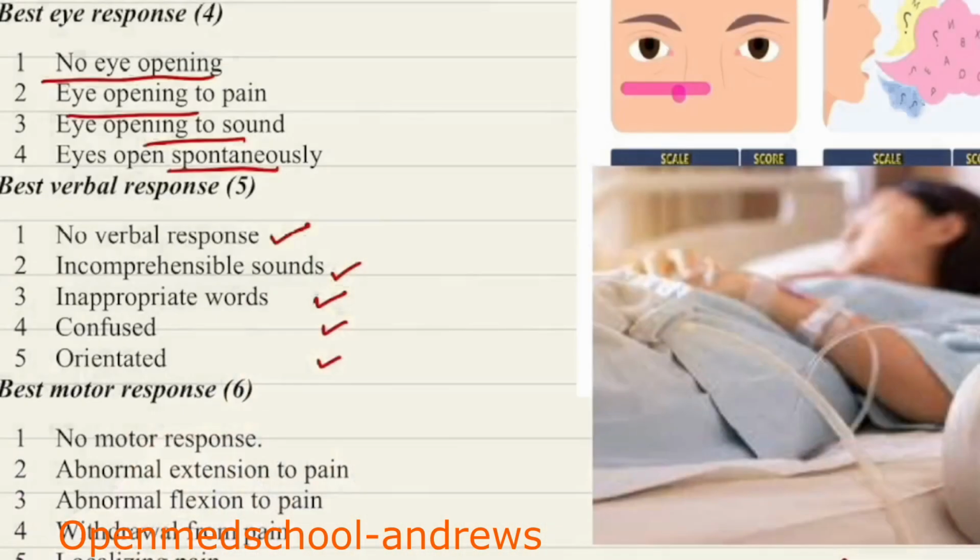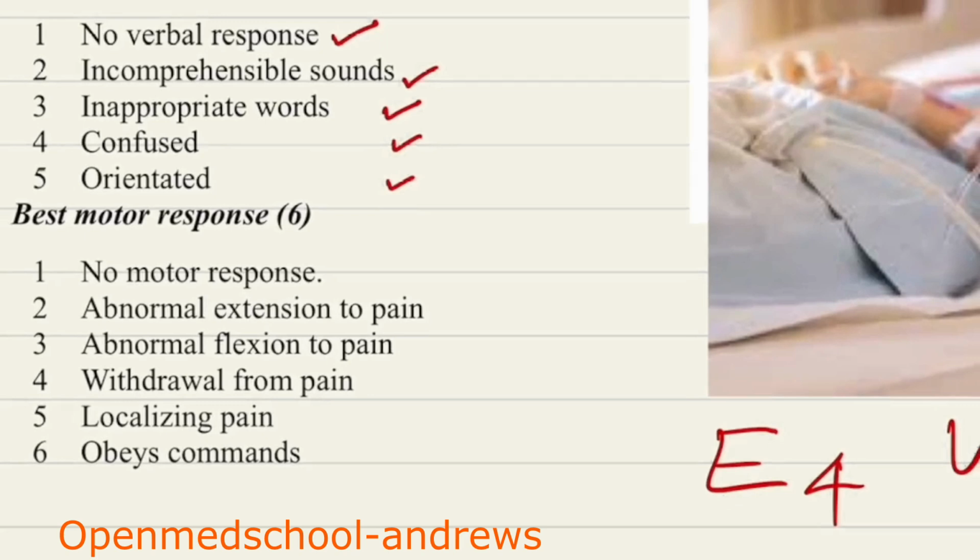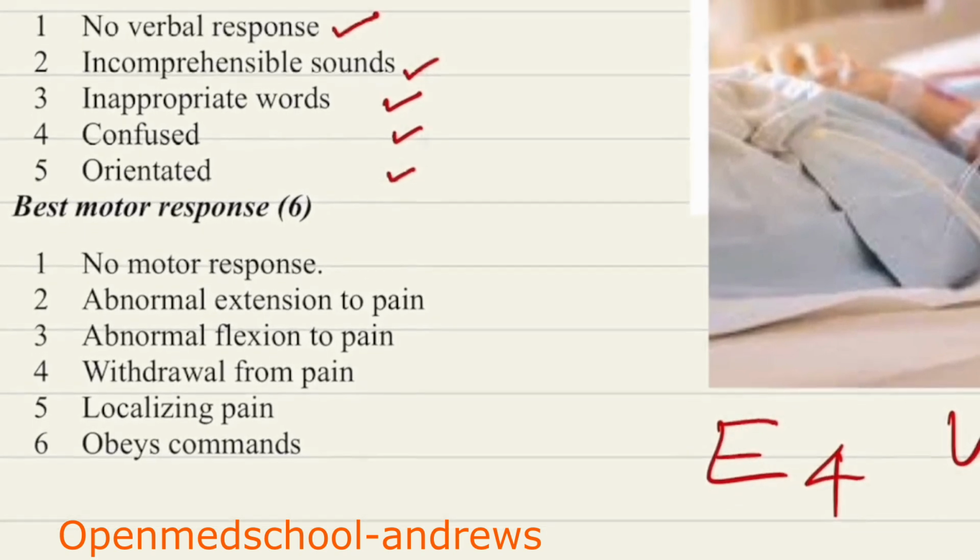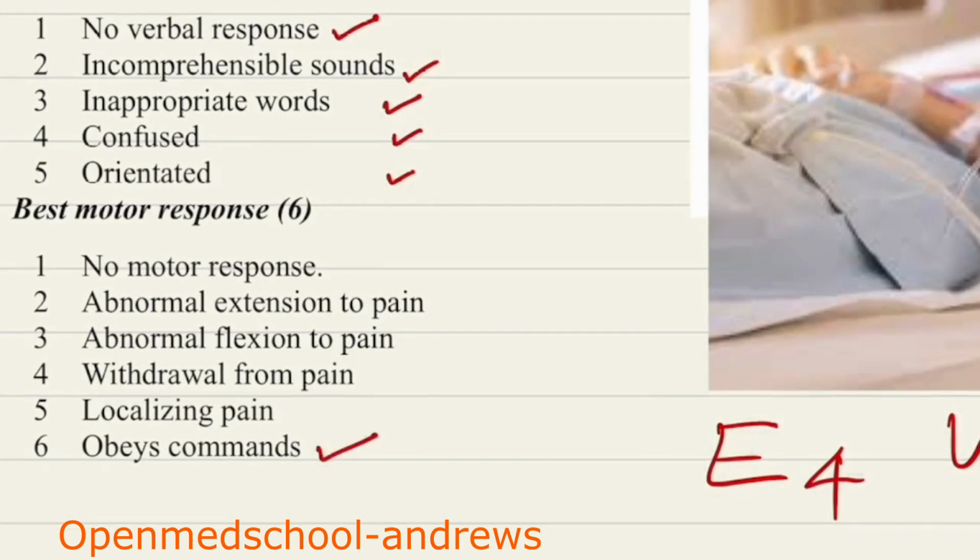Now we go to the best motor response. Patient obeys commands, it is 6. When you give a painful stimulus, localizes, it is 5. Withdraws from the painful stimulus, it is 4. Abnormal flexion is 3. Abnormal extension is 2. And no response is 1. Again, it is a hierarchical thing.